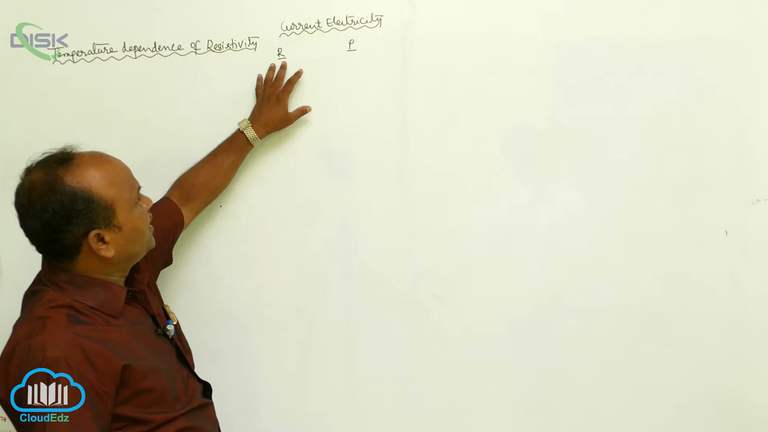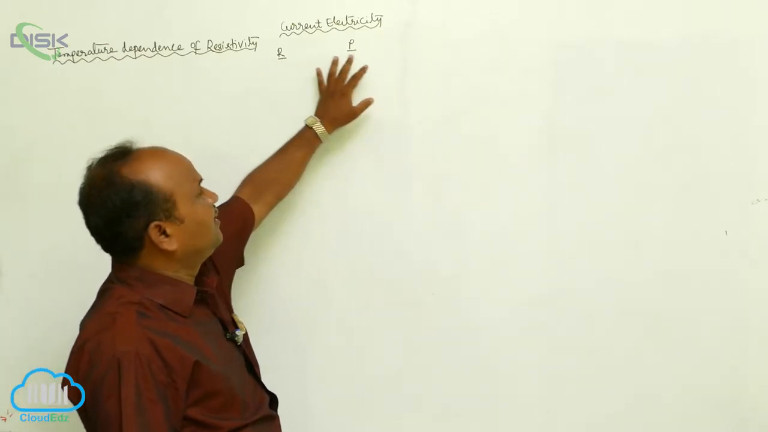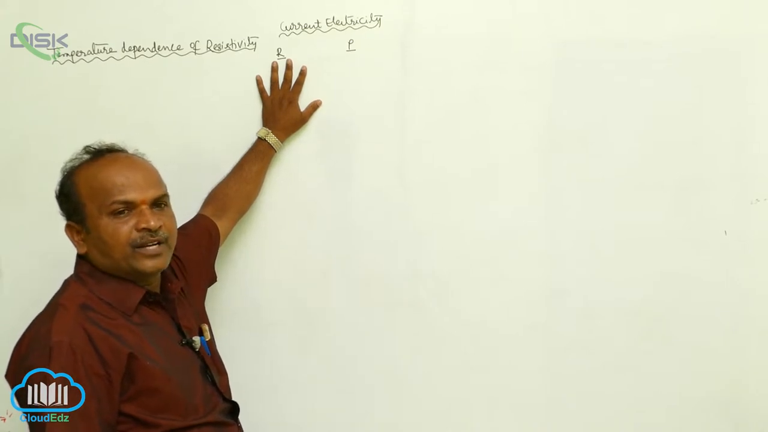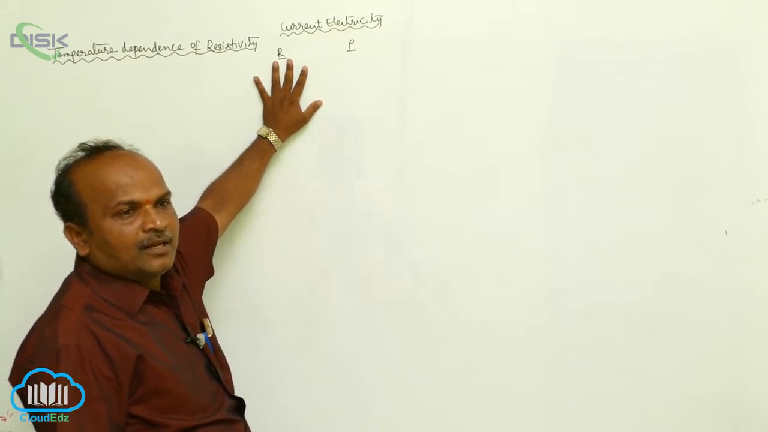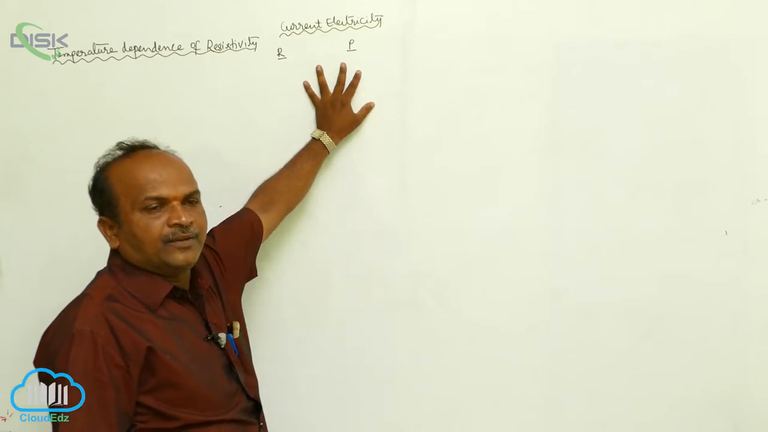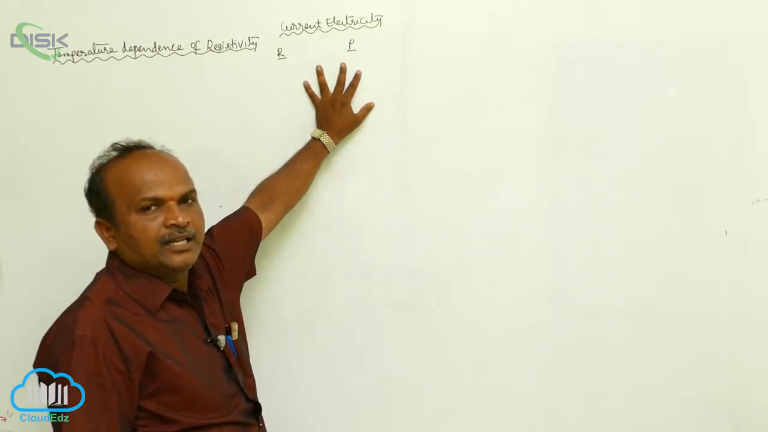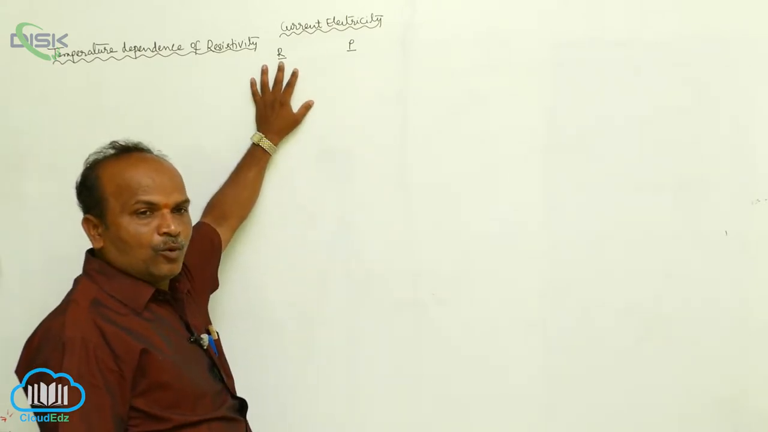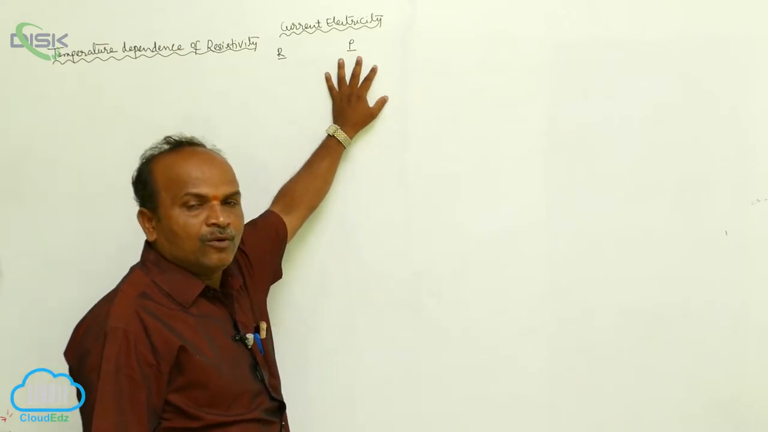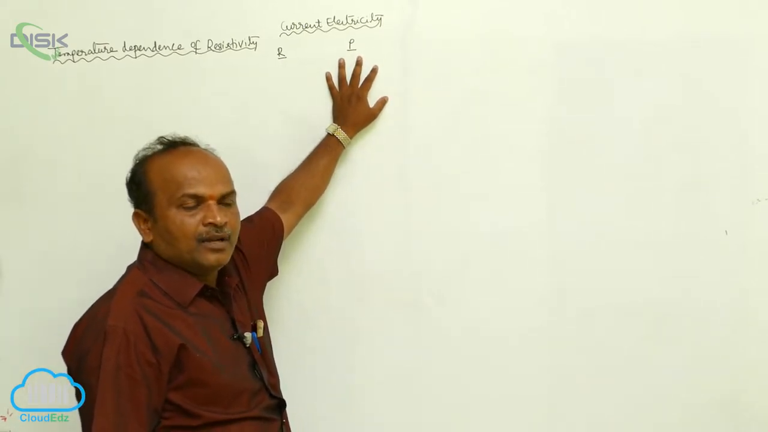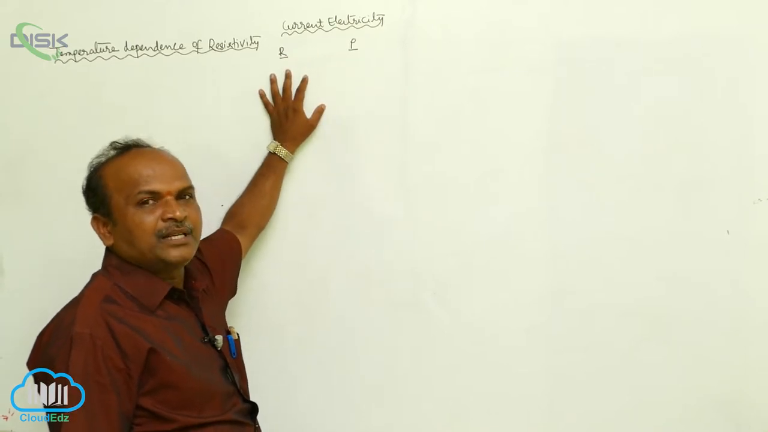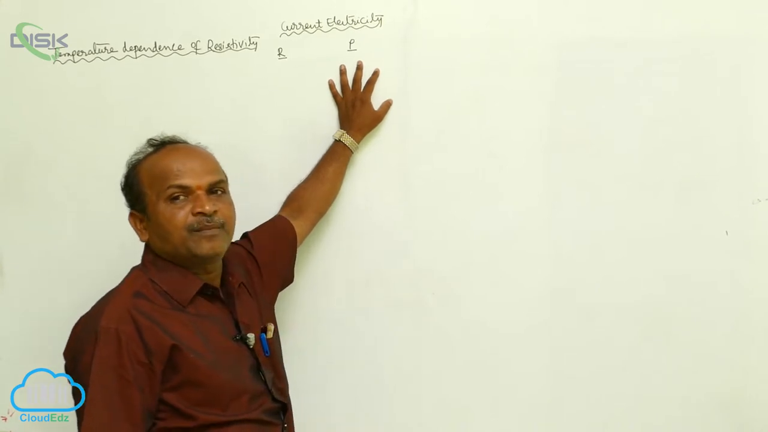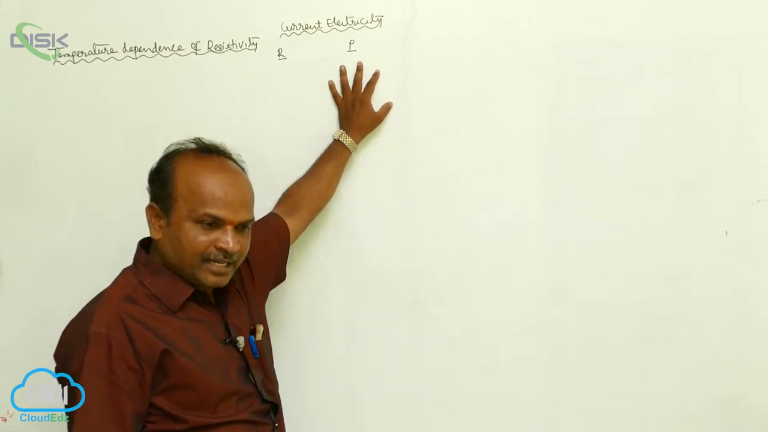Now there are two differences: resistance and resistivity. The electrical property of the conductor which opposes the flow of current is called resistance. The resistance of a conductor of unit length and unit cross-sectional area is called resistivity. Resistance unit is ohm. Resistivity unit is ohm meter. Resistance is the property of the specimen. Resistivity is the characteristic property of the nature of the material.